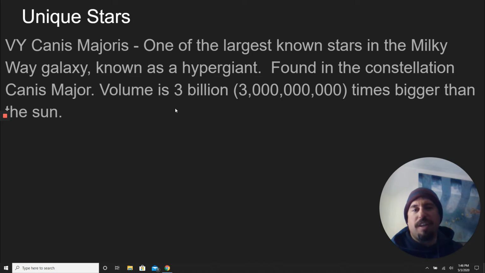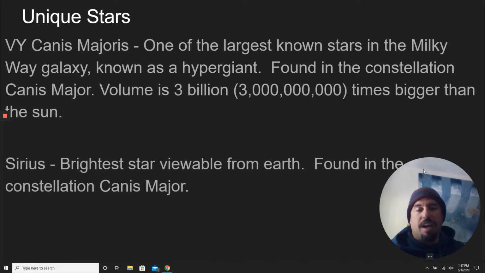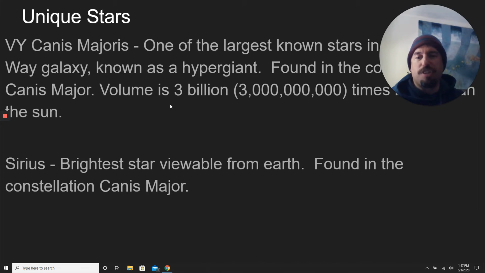The largest star in our Milky Way galaxy is a hypergiant known as VY Canis Majoris. It is found in the constellation Canis Major. It is 3 billion times bigger than the sun. 3 billion. Look at that number. Look at all those zeros. This star is huge. So that's the largest star.